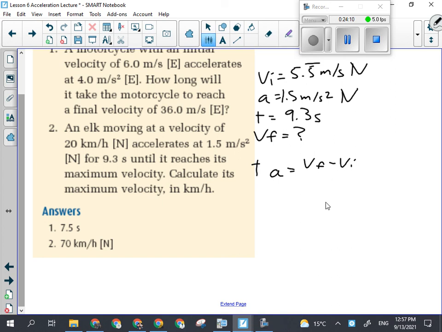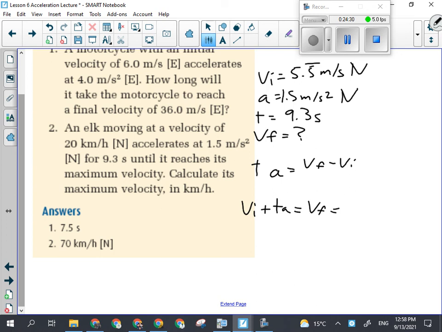Now it's over there. And then what am I going to do with VI? Add it over to the other side. Now that should make sense. T times A calculates the change in velocity. So if I take VI, my initial velocity, and add the change in velocity, that should give me my final velocity. Okay? So VI plus T times A equals VF.